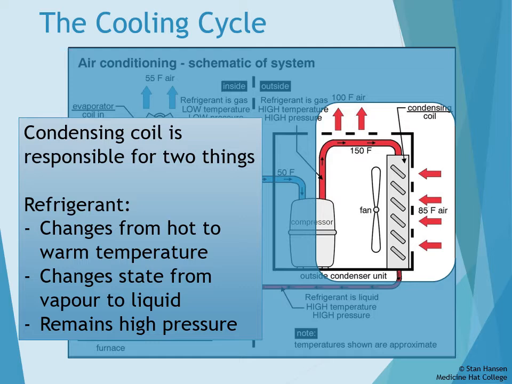So the condensing coil is responsible for two things. It changes it from a hot to warm temperature, so it cools it down, and changes the state from a vapor to a liquid. But the pressure inside the condensing coil is going to be the exact same pressure as it was when it came out of the compressor.